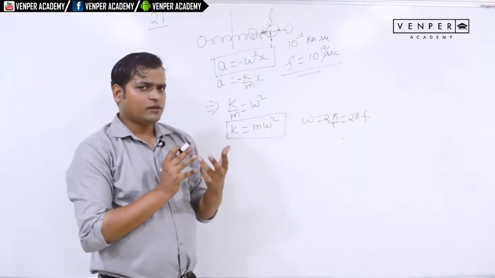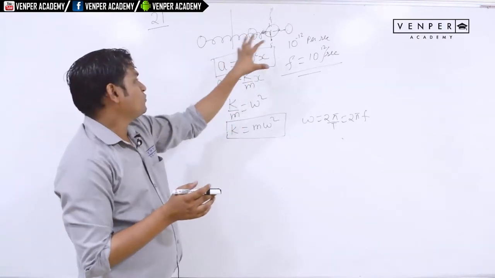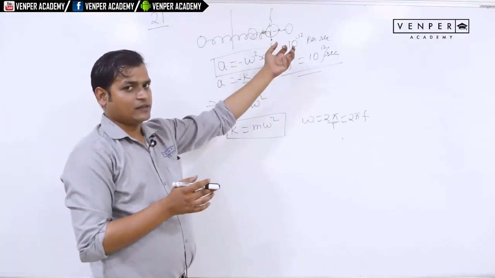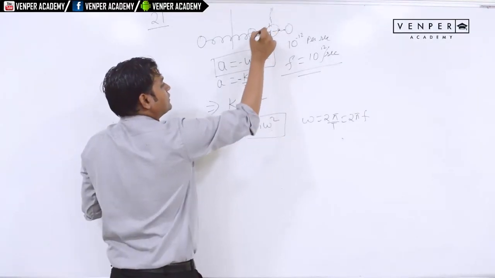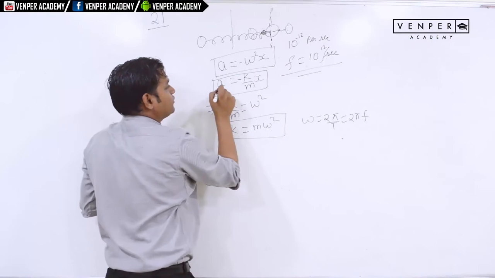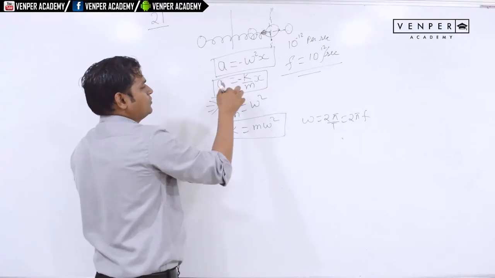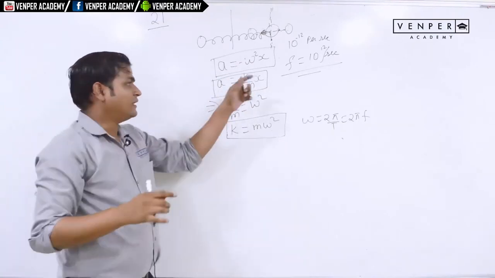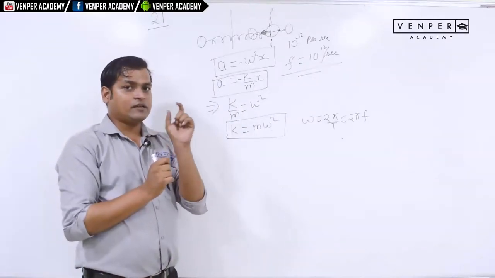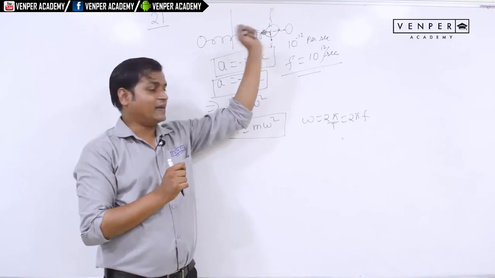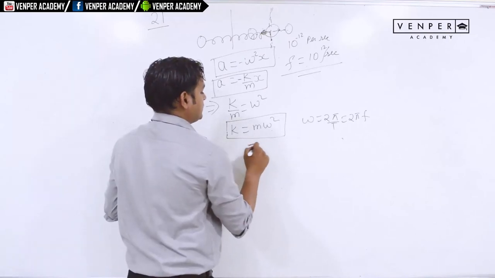One thing we know is that if it is performing simple harmonic motion, the condition for simple harmonic motion is that acceleration should be equal to minus omega square x. And because it is bonded with another atom, there will be some restoring force, so the acceleration will be equal to minus kx divided by m. If you equate these two equations, you get omega square equal to k upon m. They are asking for the force constant, the value of k. So k will be equal to m omega square. Here, the mass is equal to what?